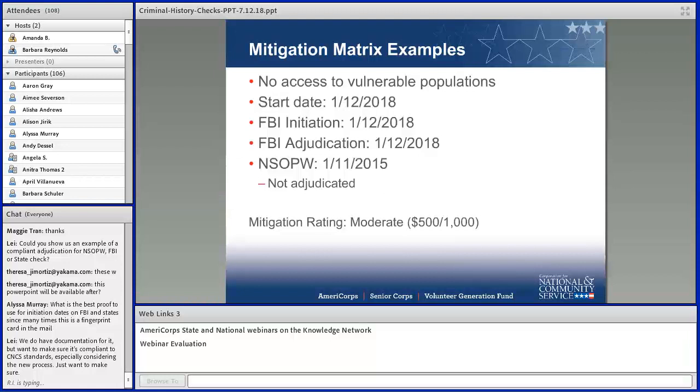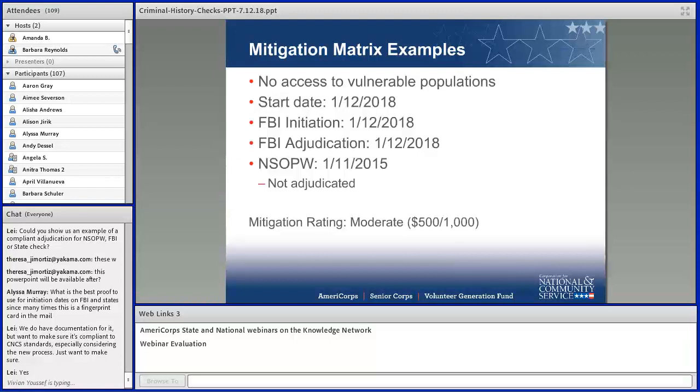We've got a question from Leigh. We do have documentation for it, but we want to make sure it's compliant to CNCS standards, especially considering the new process. Just want to make sure. And do you mean by the new process, the new enrollment form? Yes. Okay. I'm just going to go back to what I said earlier. You need to document in order to prove that you've adjudicated this record. I've seen a lot of times a signature, a date, and the reason why, either that this person doesn't have any hits or that the records don't match your candidate.